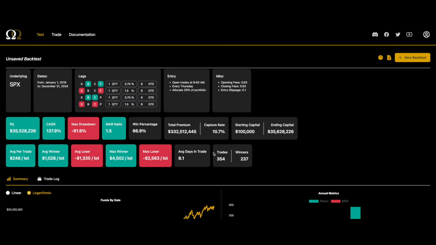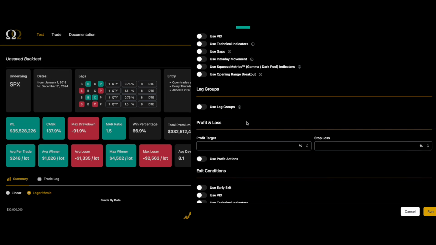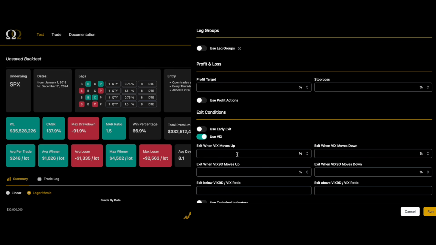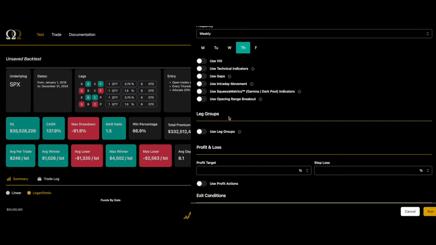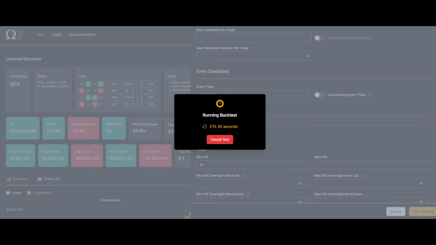But what we're going to do, let's look at a VIX. So the first thing we're going to do is we had some pretty low VIX time. So let's put a min VIX on this. And we can play around with a couple things. But we're going to go to entry conditions and let's put a min VIX on this. So we're going to do a min VIX of 14 and see how that does. Okay. That's a common VIX that people use.